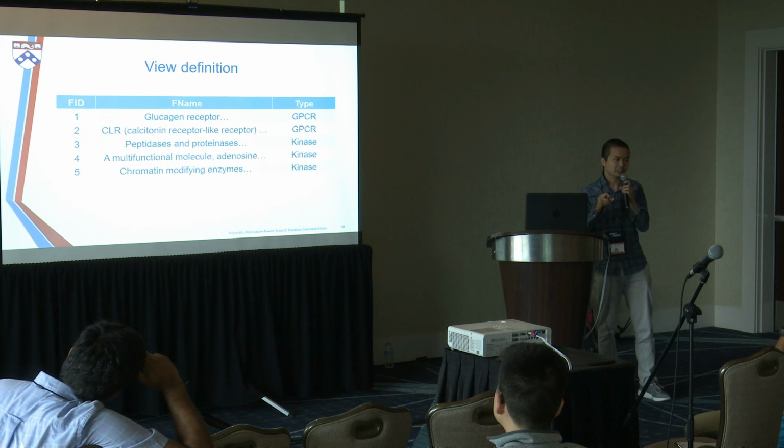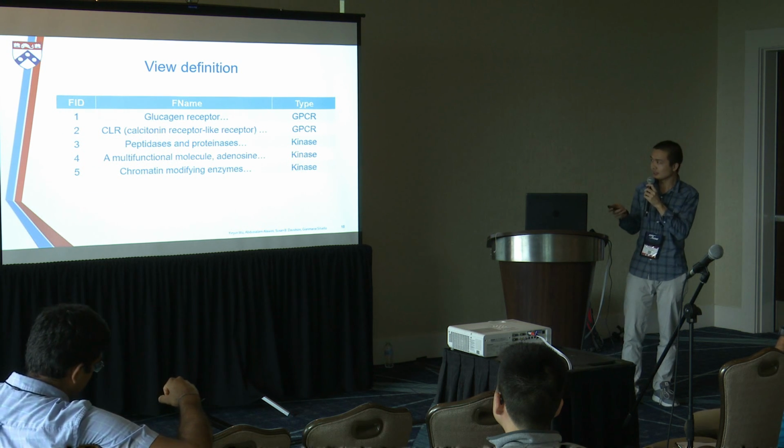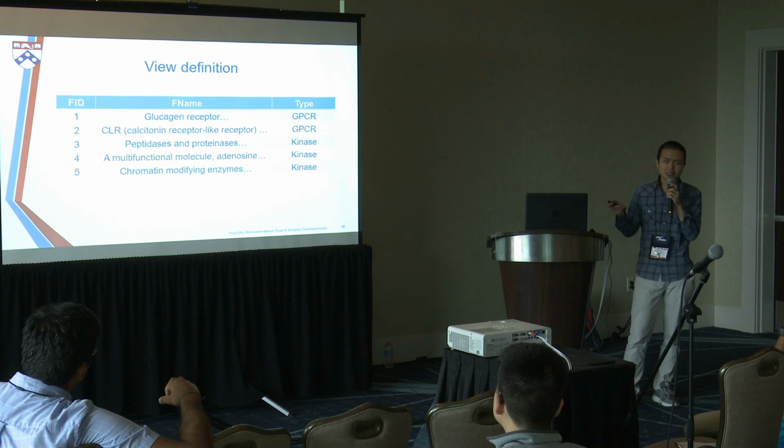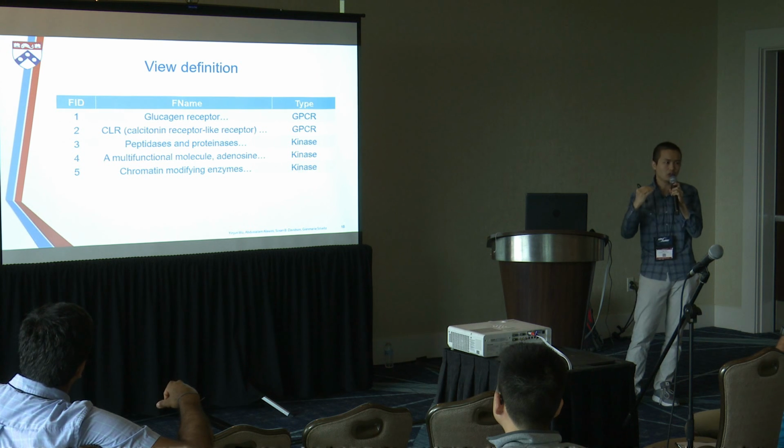So let's look at the effect of the parameterized view and unparameterized views in data citation. This is a family relation from the IUPHAR database, which includes the major information like family ID, family name, and family type for all the families.